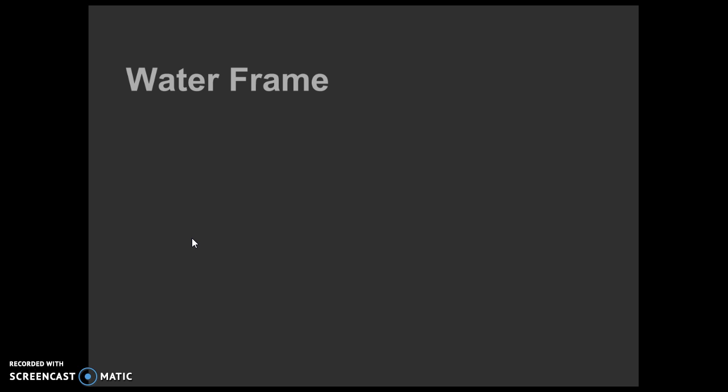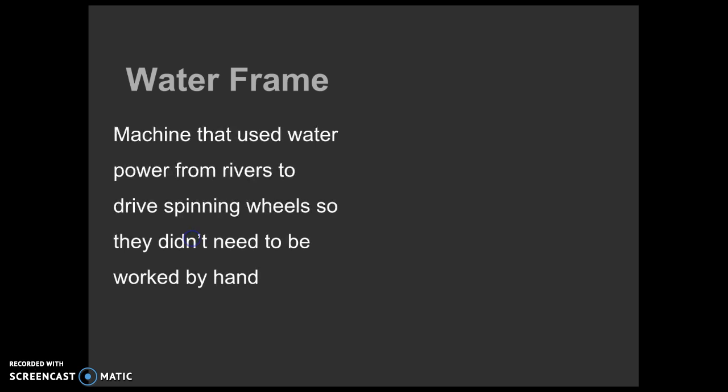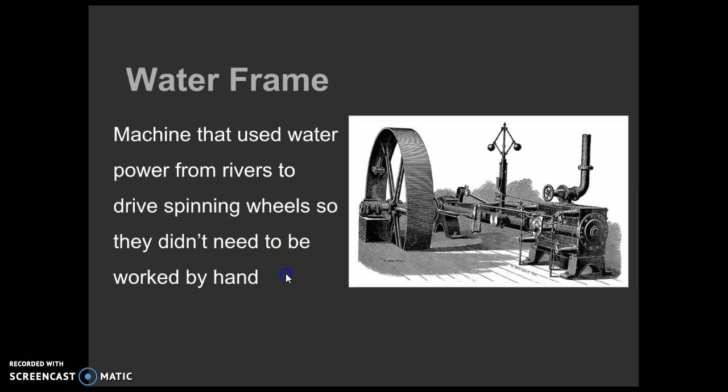Then you start to see new sources of power. So a lot of those early machines were powered by hand. There'd be a crank, or people would be doing it by hand. The water frame was a machine that used water power from rivers to drive spinning wheels, so they didn't need to be worked by hand. You see a picture here. If you've ever been to an old mill and you've seen a building on the edge of a river and a big water wheel like this, that big water wheel goes up into the factory like you see here, and it actually spins using the force of the river. But when it spins, these gears are attached to gears in a machine, and it will power those machines.